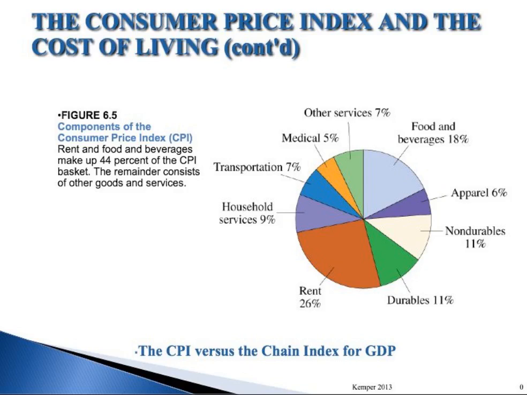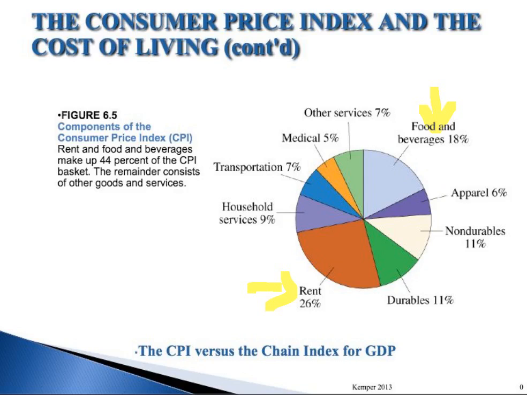It shows that our rent is about 26%, and our food and beverages right here is 18%, which are relatively high, but these are the things that we're going to purchase. These are necessities. These are our food and board that we need every month.